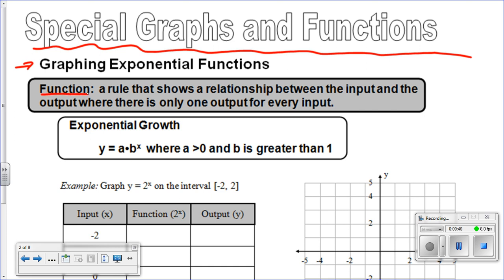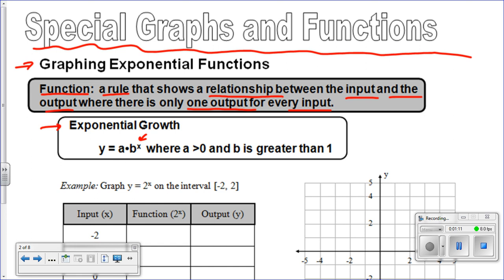A function, as you recall, is a rule that shows a relationship between the input and the output, where there is only one output for every input. That means you put one thing in, you get one thing out. Now, this is your formula for exponential growth, and what you're going to notice is x is your variable, and that is your exponent. That's what makes this very special and very different when we graph it.